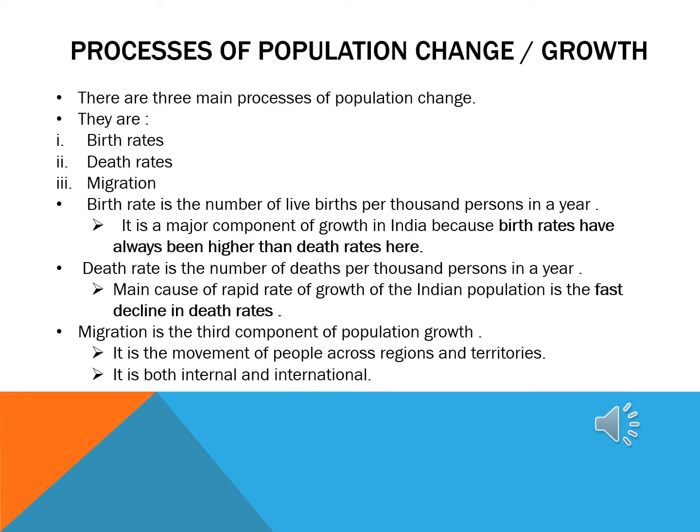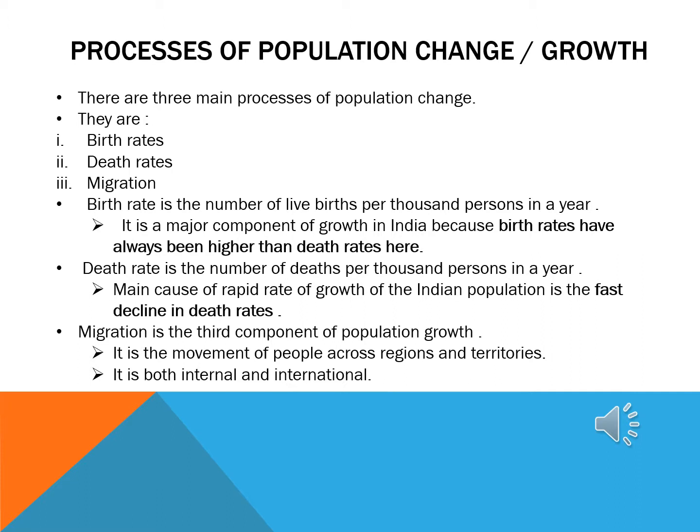Processes of population change or growth. There are three main processes of population change. They are birth rates, death rates, and migration. Birth rate is the number of live births per thousand persons in a year. It is a major component of growth in India because birth rates have always been higher than the death rates.